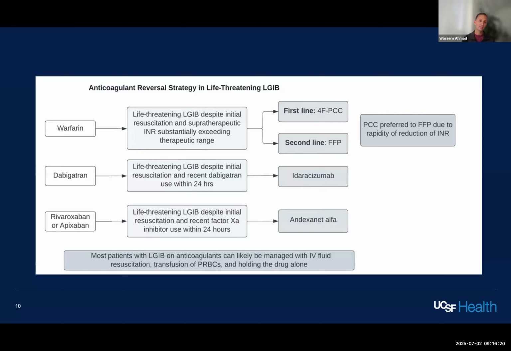This slide gives a pathway of what to do in acute situations, depending on what agent someone is on, whether it's Coumadin, dabigatran, or the factor 10As. In reality, like the bottom part says, most lower GI bleeding on anticoagulants can be managed with fluids or blood products and holding the drug. With Coumadin, like I said, Kcentra is probably the one we can go with. Dabigatran or the factor 10As: to be honest, I haven't had to use either of these reversal agents, but if someone's going to the ICU and you're worried, this may be an option in those select cases.